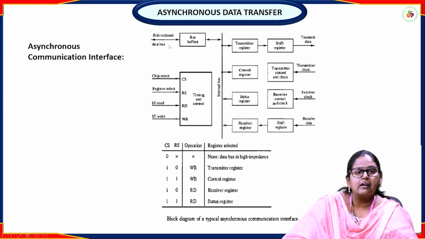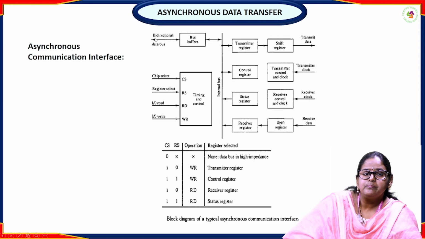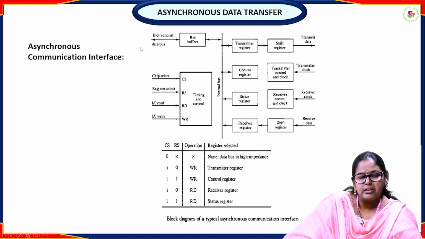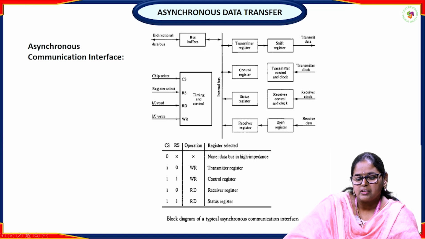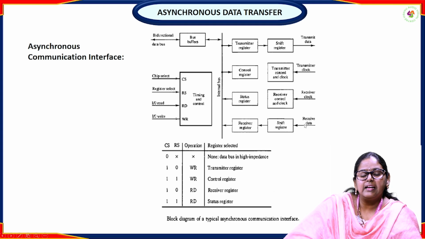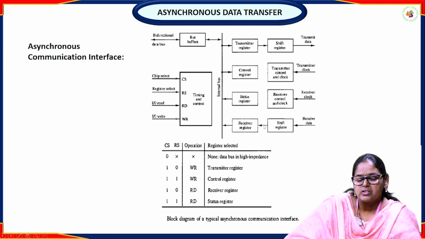Here the data is transmitted from the CPU using the bidirectional data bus. The data gets stored in the bus buffers. From the bus buffers, the data may be transmitted to the transmitter register, and from the transmitter register to the shift register. Or the data which is coming from the receiving unit may come to the shift register, and from the shift register it moves to the receiver register, and from the receiver register the data will be stored into the bus buffers and the registers inside the CPU.